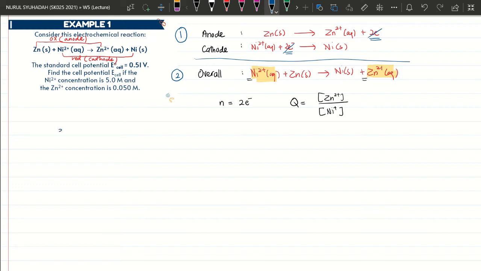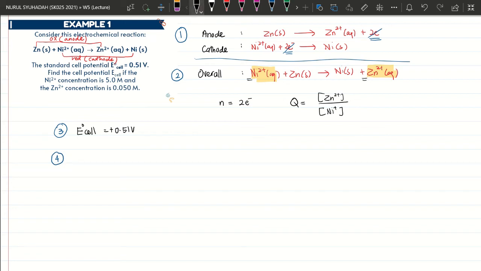So the third step is for us to find E naught cell. In this question, the value of E naught cell is already given to us, so just write it down as part of the information so that you will not miss out the information. It is positive 0.51 volt. So you can straight away proceed to the fourth step, which is the Nernst equation.